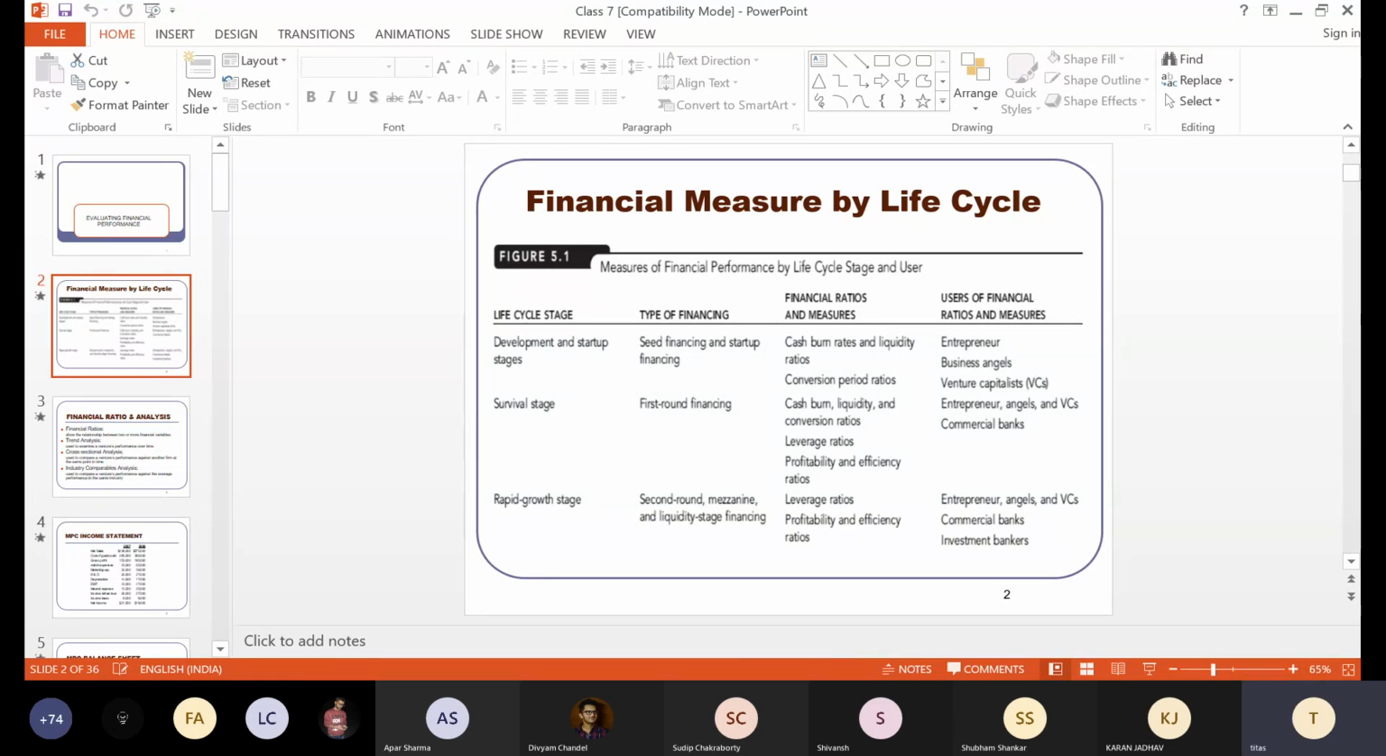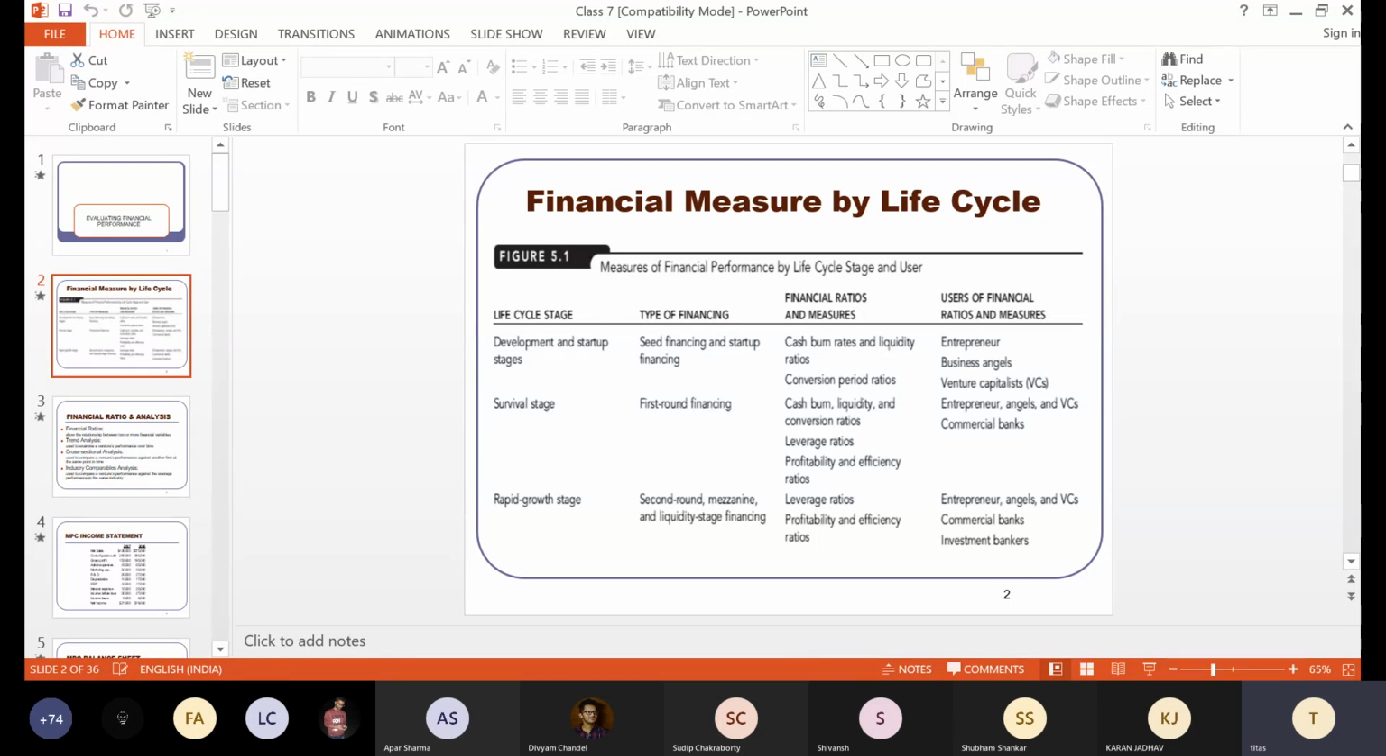So that cannot be done in absolute terms, because the companies vary size-wise. Size-wise means the asset size, the revenue size, the nature of the companies vary. So what do you do? What can be done? You can just calculate different ratios, which are going to help you understand where you stand in comparison to others.